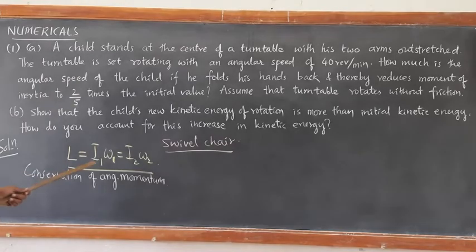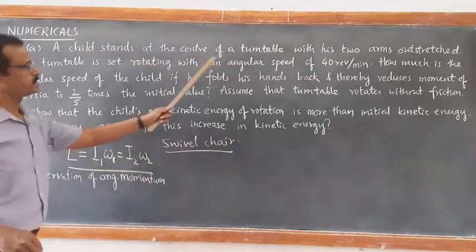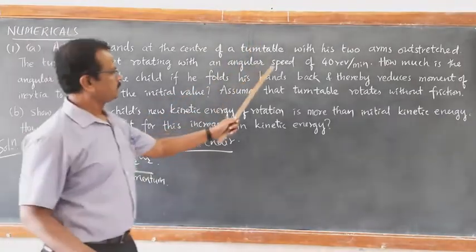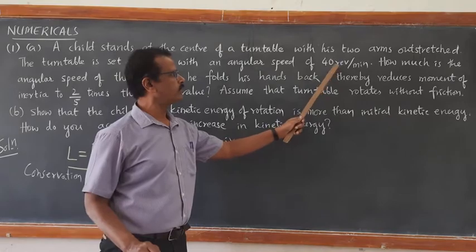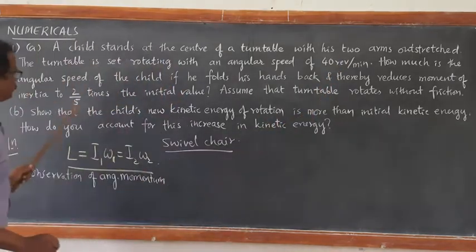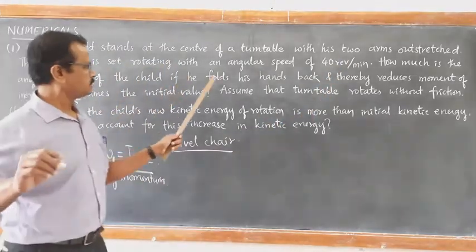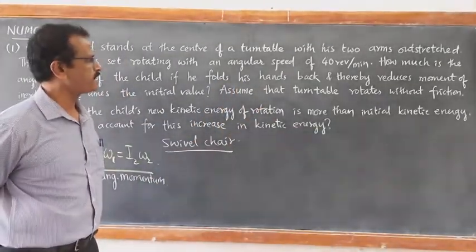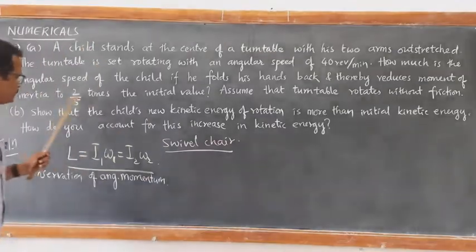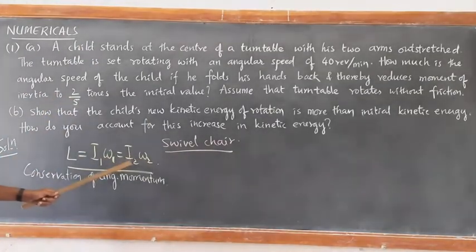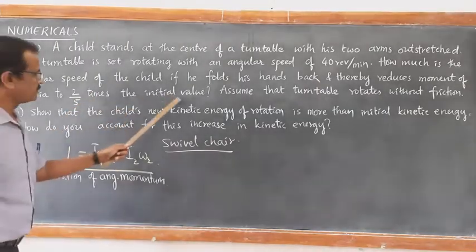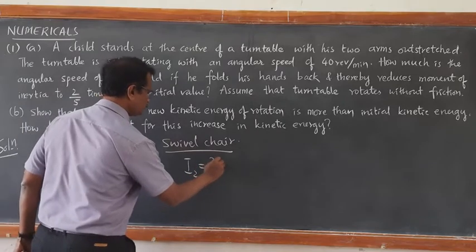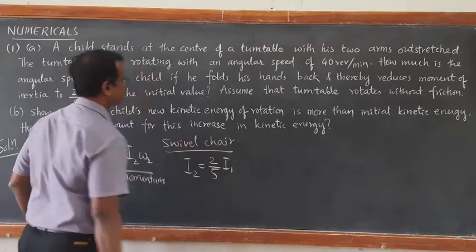Let us suppose I1 is the moment of inertia when the child has stretched his arms, and omega 1 is the angular speed, which is given by 40 revolutions per minute. The moment the child folds his hands back, the moment of inertia becomes I2. I2 is 2 by 5 times the initial value I1. This is given. Here I2 is equal to 2 by 5 times I1.